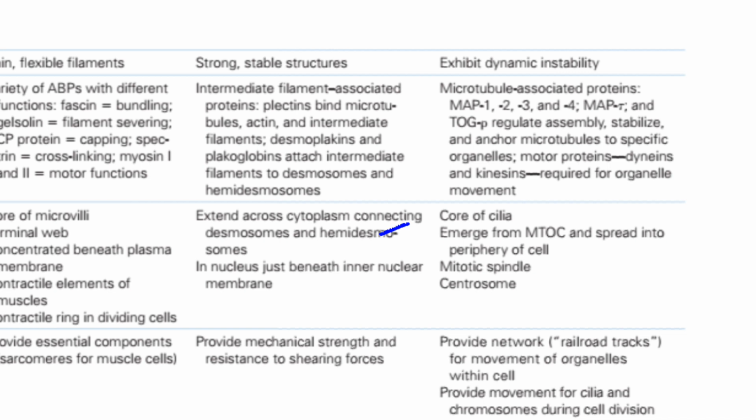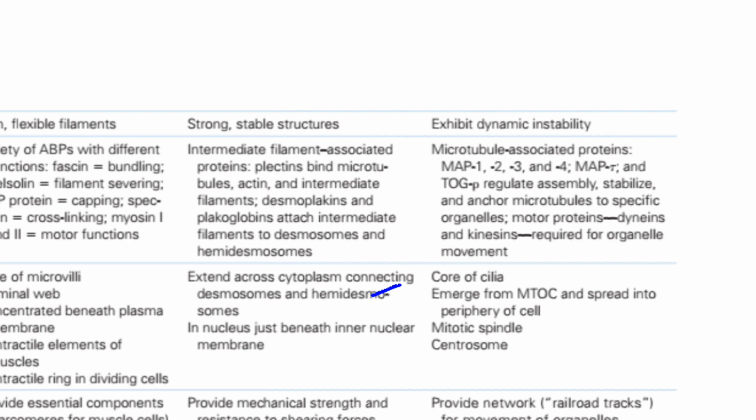A cilium has the same structure as the flagellum of a sperm. And so the core of a sperm flagellum is made of microtubules. Cool. Yeah, so actually, if you just look at this last table, it might be the most informative one.